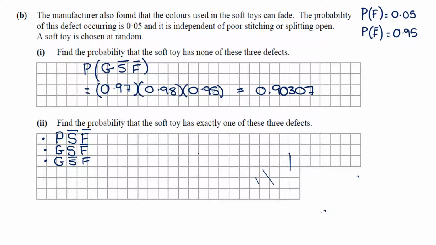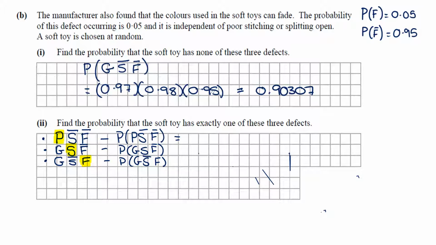So in each of these, what I'll do here, just to make it clear, I will highlight the defects. So here, poor stitching is the defect. Here, it splits open. Here, it fades. So we want to work out the probability for each of those. So what is the probability that we have now? We have the probability that it has poor stitching, it does not split open, and it does not fade. What is the probability that it has good stitching, it splits open, and it does not fade? And what is the probability that it has good stitching, it does not split open, but it does fade?